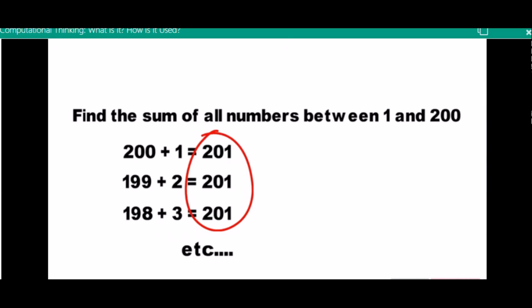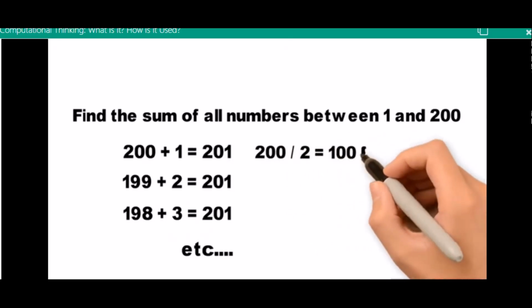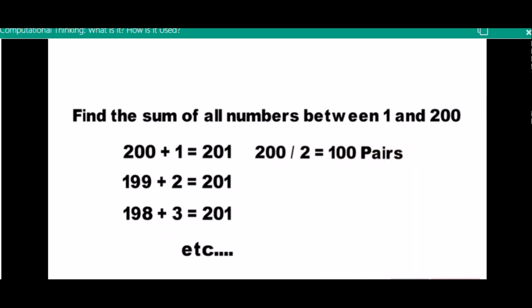We need to figure out how many times the 201 pattern repeats. You could count all the pairs, which would take a long time, or take the high number and just divide it by 2. 200 divided by 2 equals 100 pairs. If the sum of each pair is 201 and we have 100 pairs, we can now determine the sum of all numbers between 1 and 200.